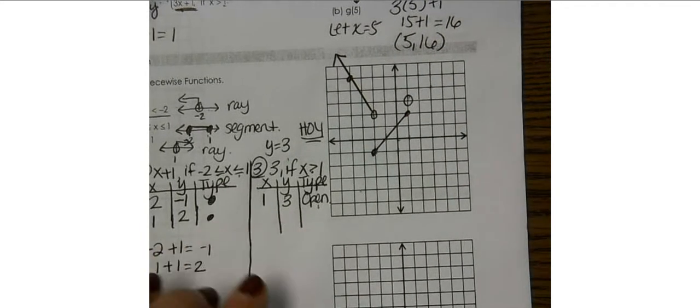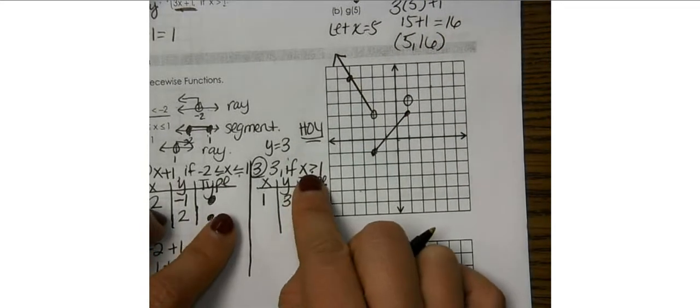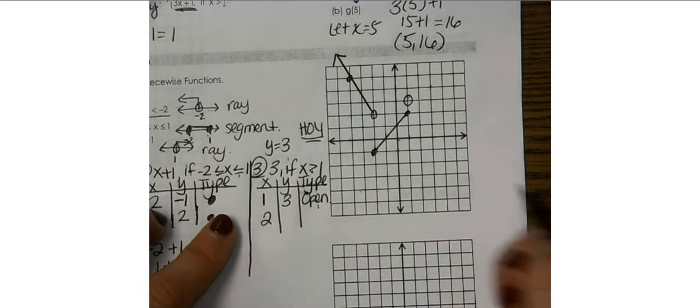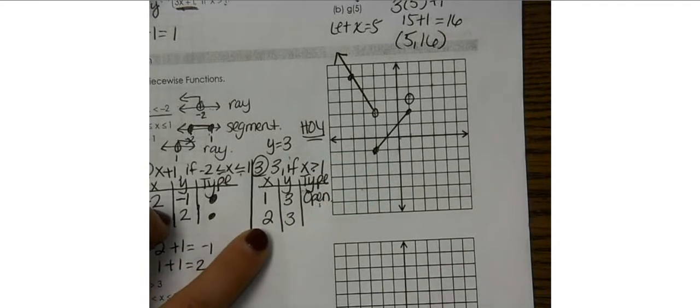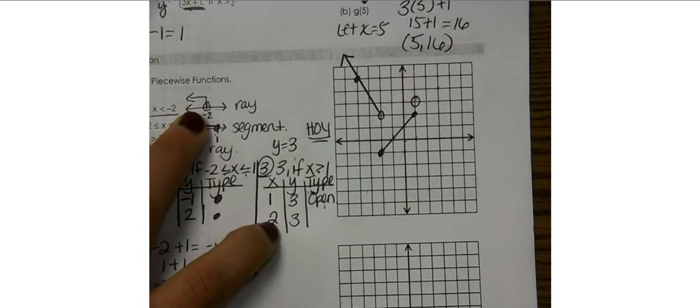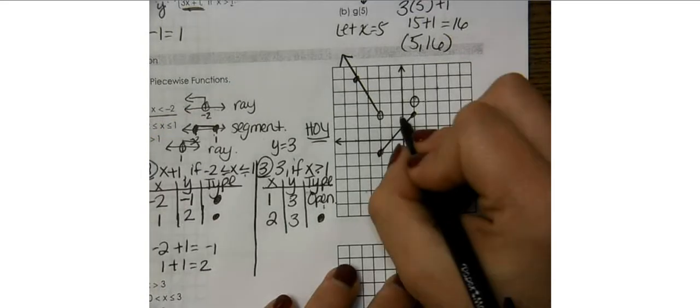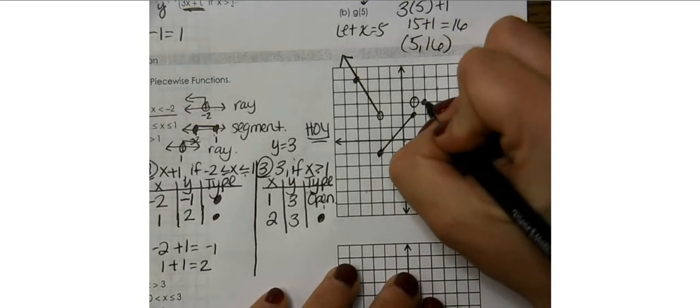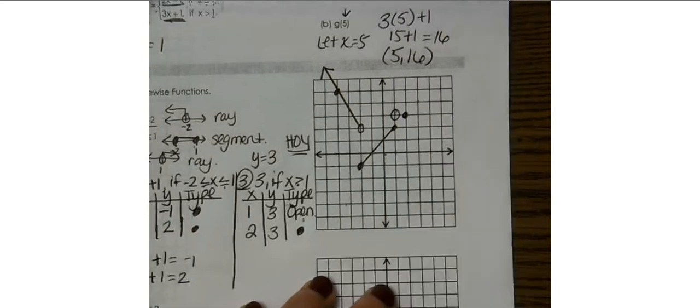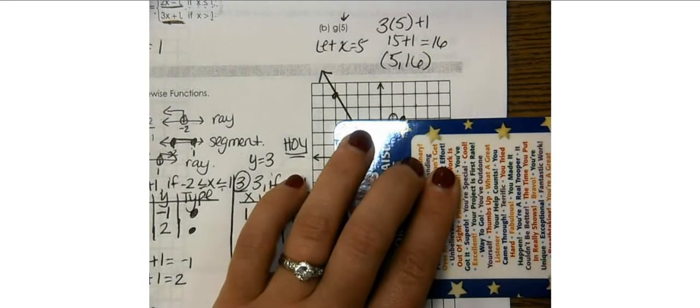Next, I need to pick a number that's greater than 1, like the number 2, and my output is automatically going to be 3. And because I picked the number 2, that's a part of the shaded region, this is going to be a closed circle. So I'm going to go over to 2, 3. I'm going to plot a closed circle. And remember that this is a ray. This is always starting with the number that's given to us with an arrow pointing at the end.